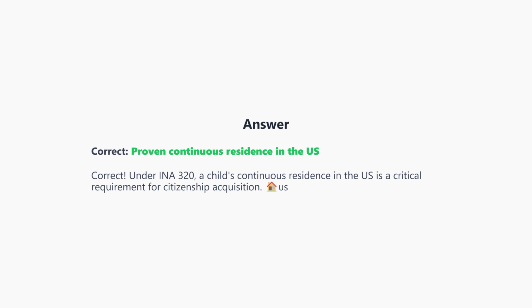The correct answer is proven continuous residence in the U.S. This is indeed a major requirement under INA 320 for the child to acquire U.S. citizenship through a parent's naturalization.